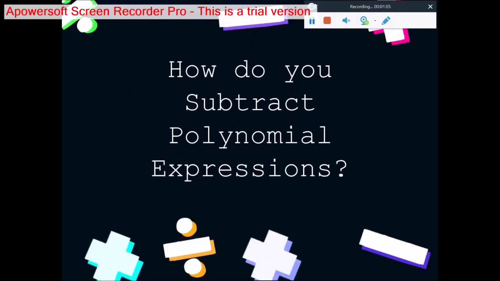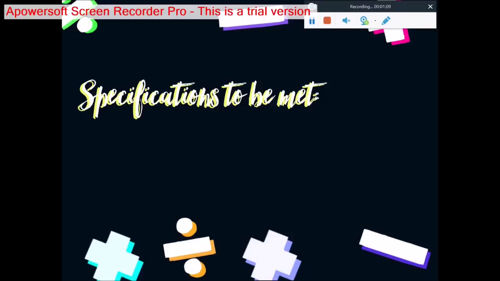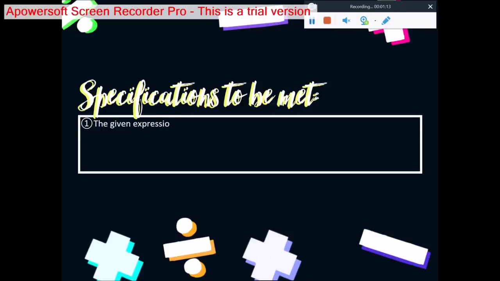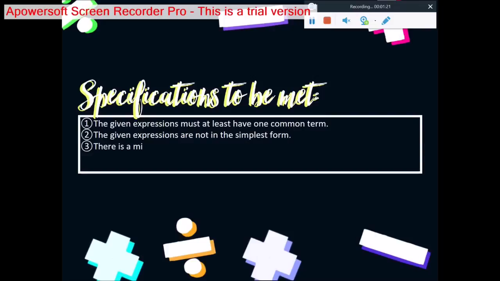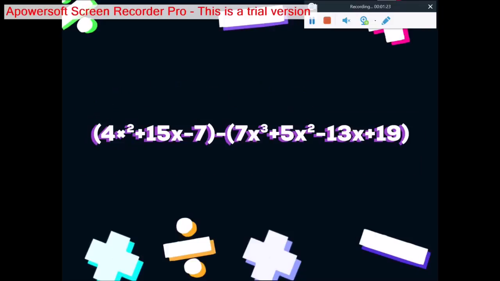So, how do we subtract polynomial expressions? Before we go on to that, on to some specifications to be met. First specification is that the given expression must at least have one common term. Second is that the given expressions are not in the simplest form. And third, there is a minus sign. So first example.